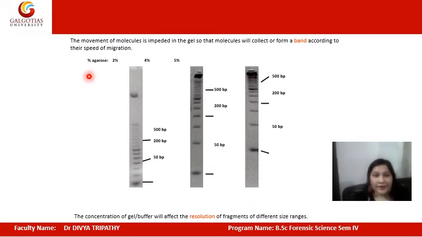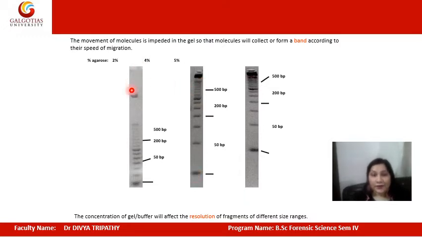You can see here the percentages of agarose given: 2%, 4% and 5%. We are going to separate the same mixture using these three types of agarose gel. What will happen if the concentration of agarose is more? It will resist the movement of larger molecules more and separate larger molecules from smaller molecules more precisely, and we will get clear bands over here.